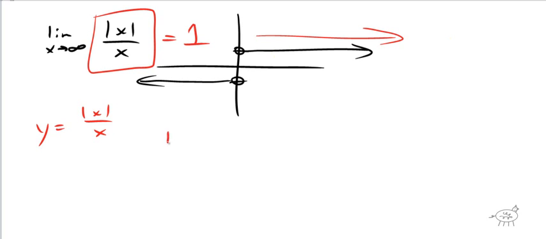Okay. What about limit as x approaches negative infinity? Well, which way? What's the y value approaching? Negative 1. Okay. So again, think about the graph. All right, let's do another one here.